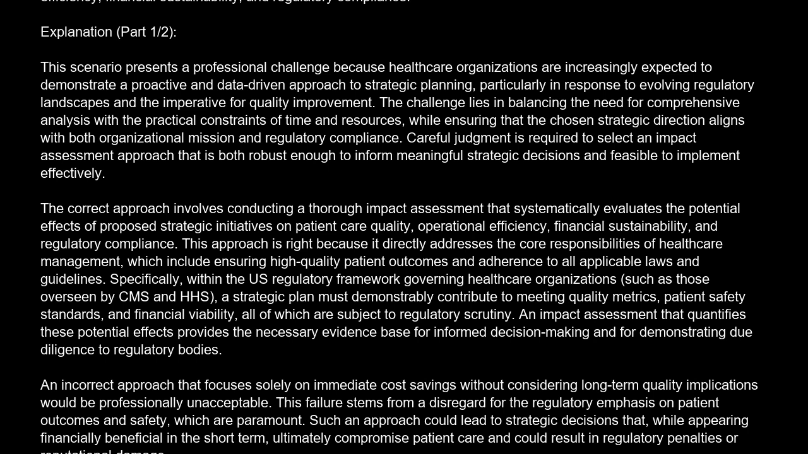An incorrect approach that focuses solely on immediate cost savings without considering long-term quality implications would be professionally unacceptable. This failure stems from a disregard for the regulatory emphasis on patient outcomes and safety, which are paramount. Such an approach could lead to strategic decisions that, while appearing financially beneficial in the short term, ultimately compromise patient care and could result in regulatory penalties or reputational damage.